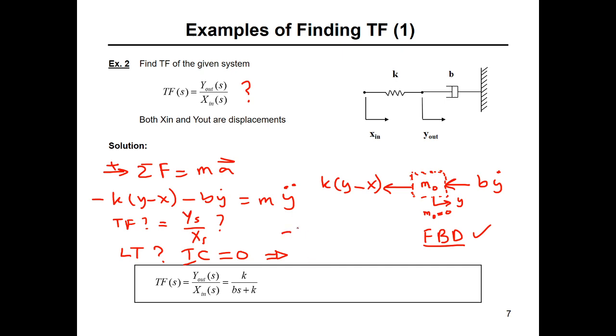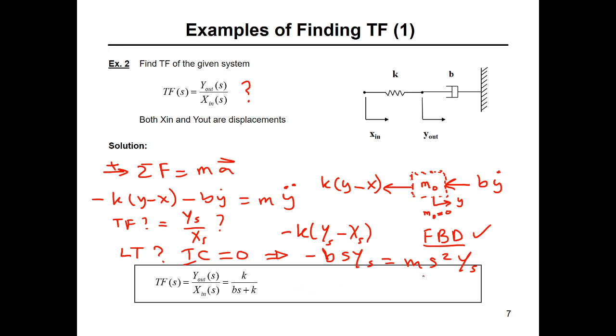So this is going to be minus k (Ys minus Xs) minus bs Ys equal to m s square Ys. Okay, rearrange. How are you going to rearrange this? How are you going to find the transfer function? Collect all the coefficients of Y together on one side and all the coefficients of Xs together on the other side. Okay, I wish we had more space here to make it clearer, but let's do it. It's a very simple example.